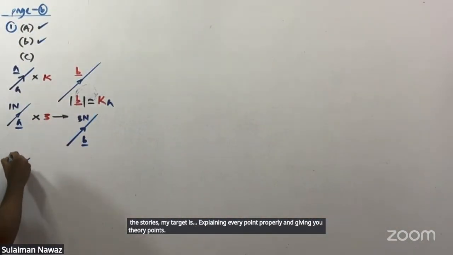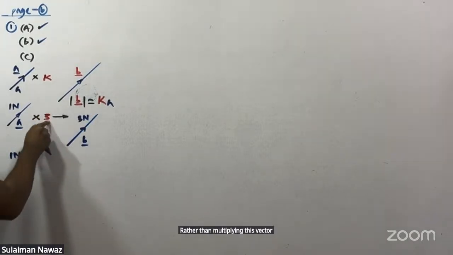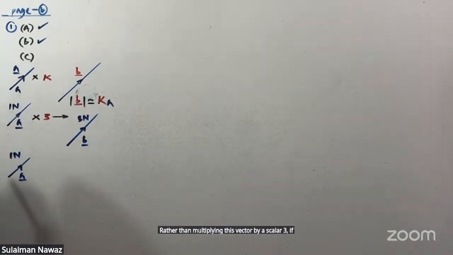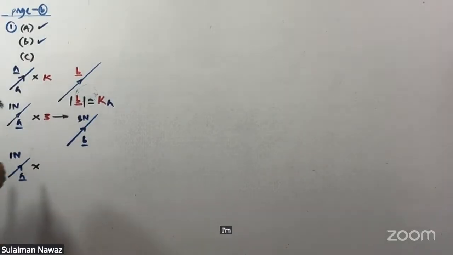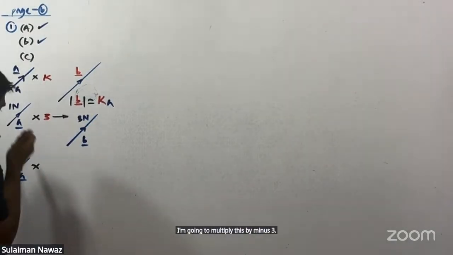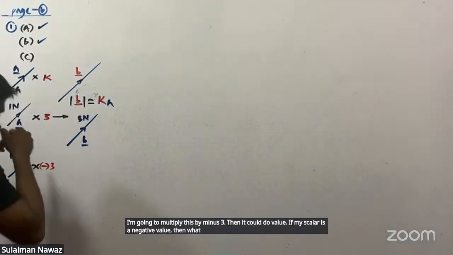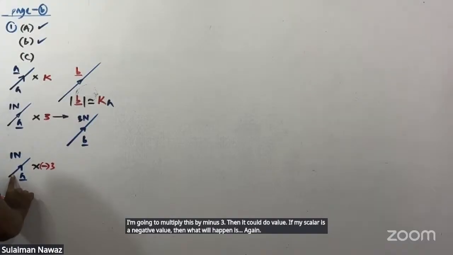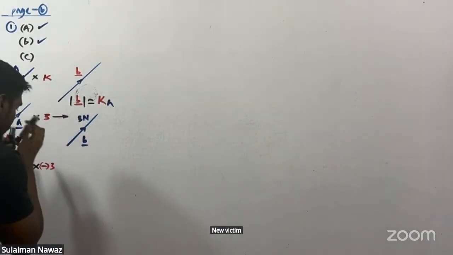1 Newton. The vector is simply A. Rather than multiplying this vector by a scalar 3, if I multiply this given vector by a scalar minus 3, the negative value, what will happen? Again, when you multiply a given vector by a scalar, the result is a new vector.